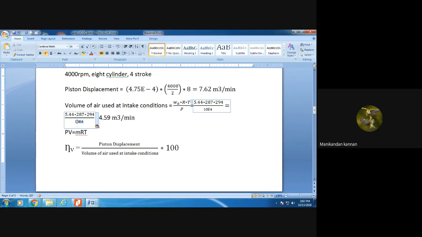See, the denominator is pressure. The unit is what? Newton per meter square.